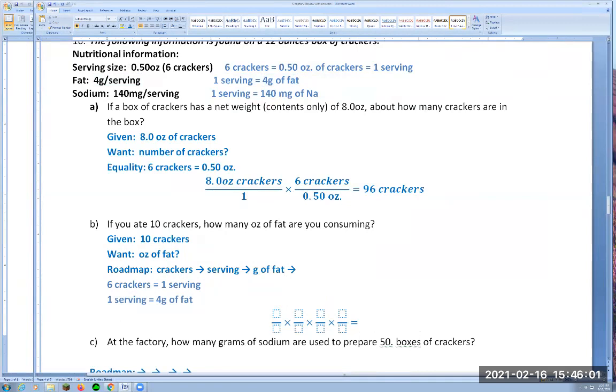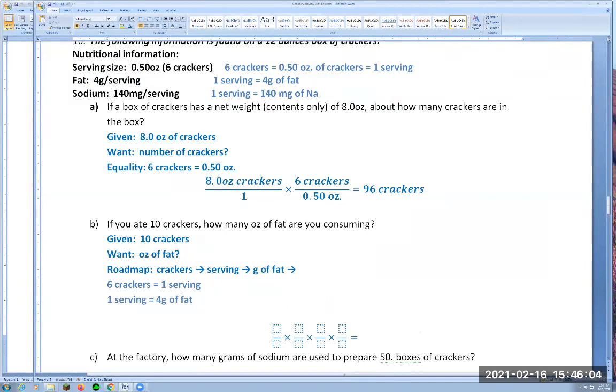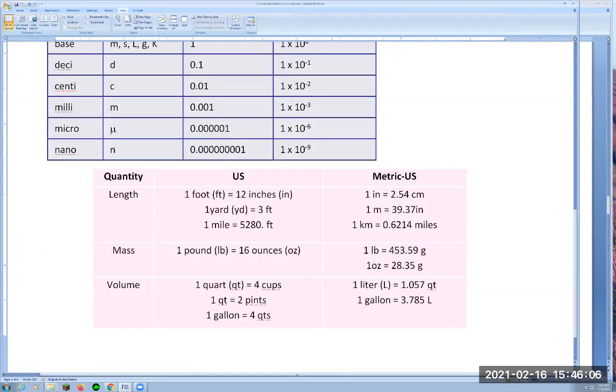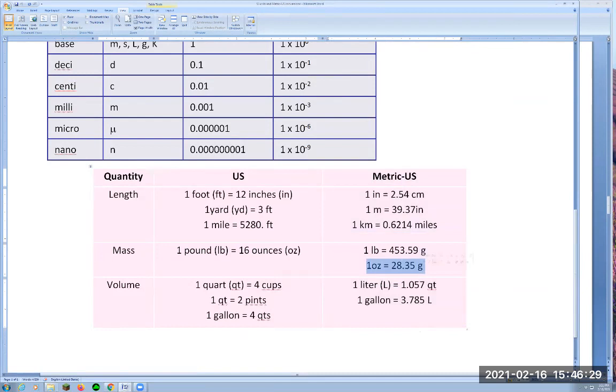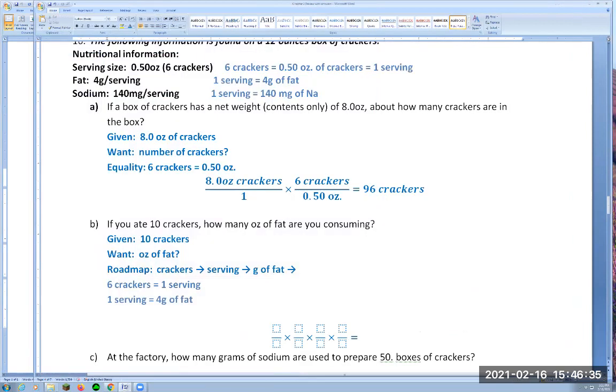And for this, you need to convert the grams into ounces, and that's a relationship you will find in the table of conversions between US and metric units. And so that's going to be in the mass row, and because it's between grams and ounces, it's a US metric unit here. So you need to look at this last column. And here you can see the relationship between ounces and grams. We have 1 ounce is 28.35 grams. So you want to use that. So let's write it down here. 1 ounce is 28.35 grams.